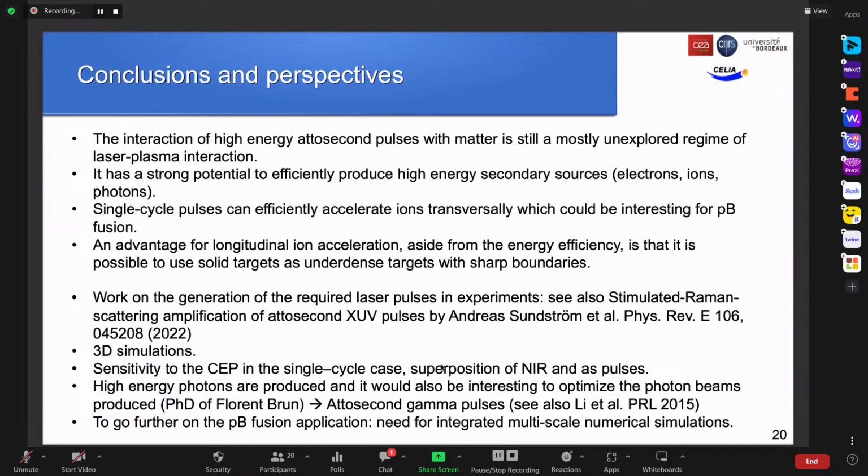and to be able to do more realistic predictions about the proton-boron fusion application, we will need to go to integrated multi-scale numerical simulation, not just to simulate the first part with a PIC code, but to look at the expansion of the transverse ion pistons that we created and see if it can continue or not to produce alphas while it propagates.